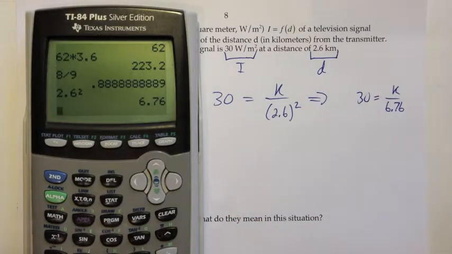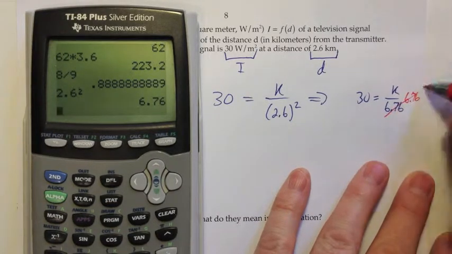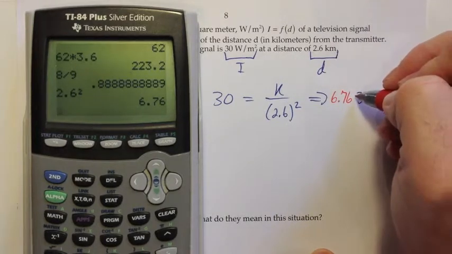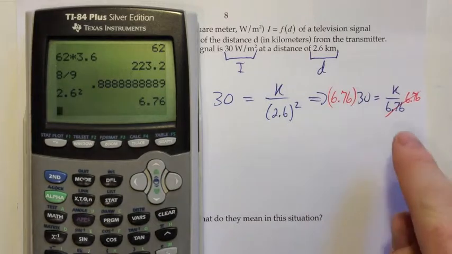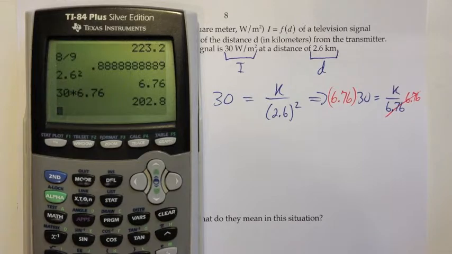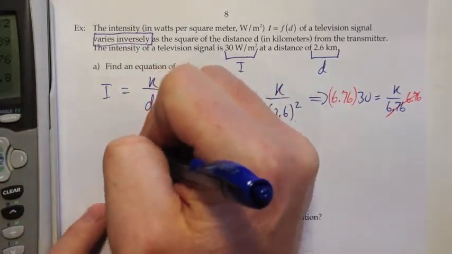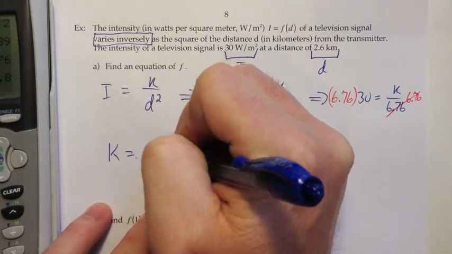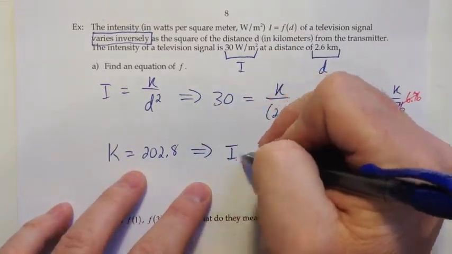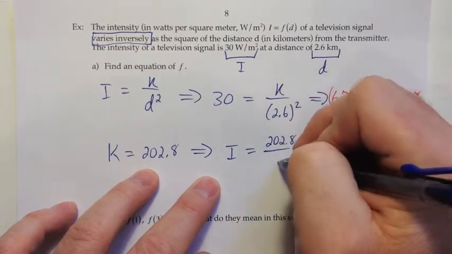And then, just like always ends up happening in these inverse variation problems, we want to cancel off that denominator, so I'd multiply both sides by 6.76. Did that on the right to clear fractions. I'll do it on the left just to keep things balanced. So k would be whatever this product is, so 30 times 6.76 looks like 202.8. So it looks like k is equal to 202.8. And that would give me my equation. I would have I equals k, which is 202.8, over d squared.